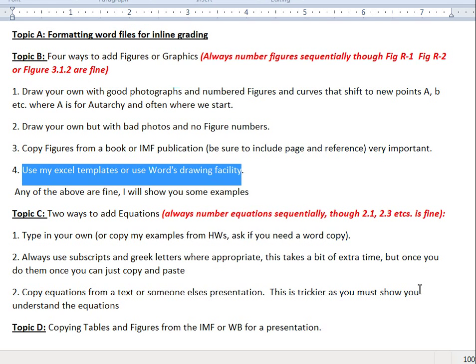Okay, this is an addendum to topic B because we didn't get to the fourth alternative. Three we'll save for topic D because that's a particular set of procedures. But the one thing that you can do, which no one did but they could have done, is to use the Excel templates that I gave you. Actually, some people did do this. There's some good examples of this.